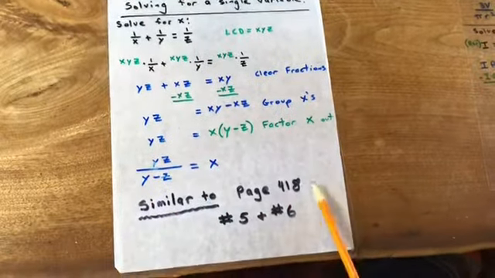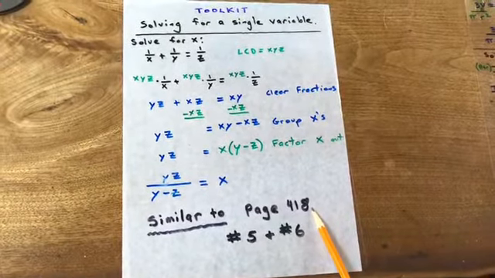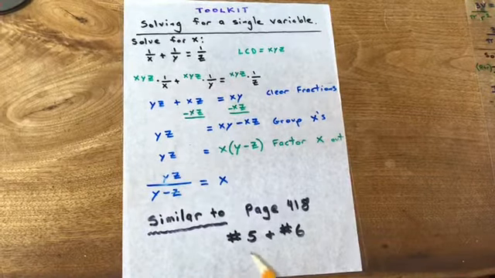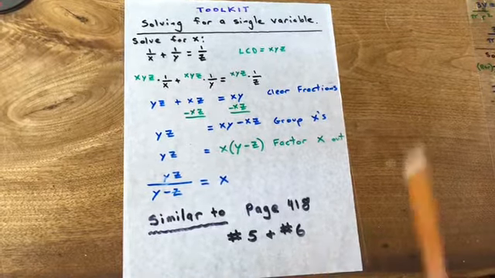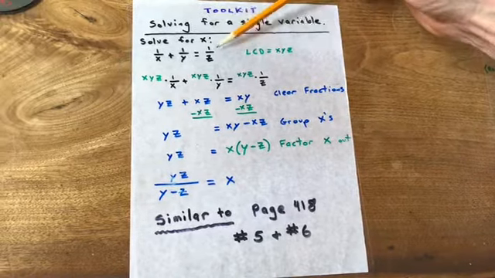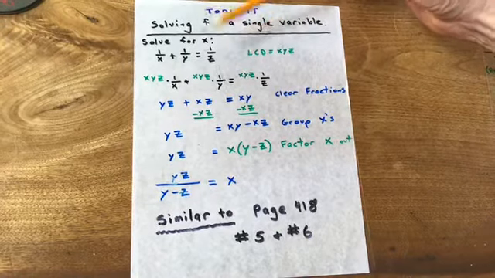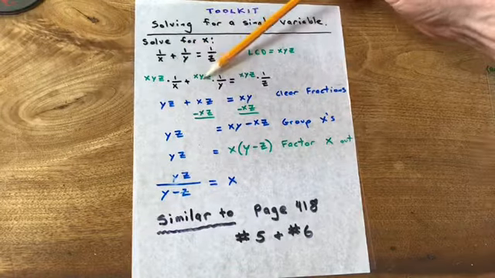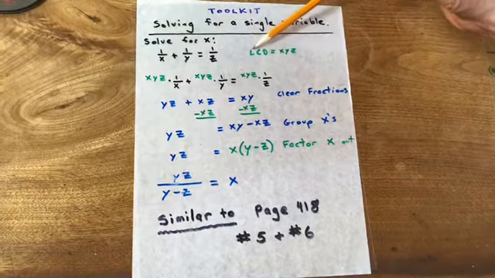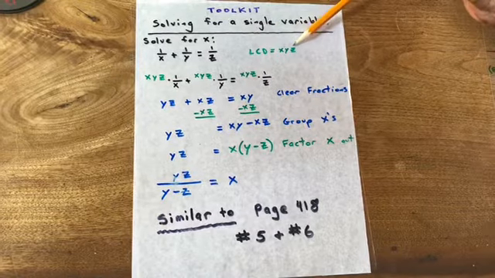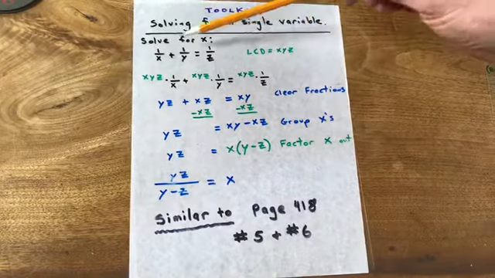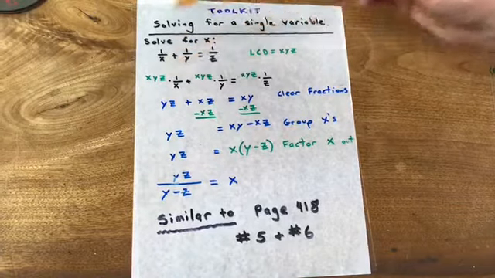Page 418, the next assignment. Here's a problem that's similar to problems number 5 and 6. They give you an equation written in black, and you're going to clear the fractions by multiplying each of the terms by the lowest common denominator. I've done that here. Now let's see what has happened.